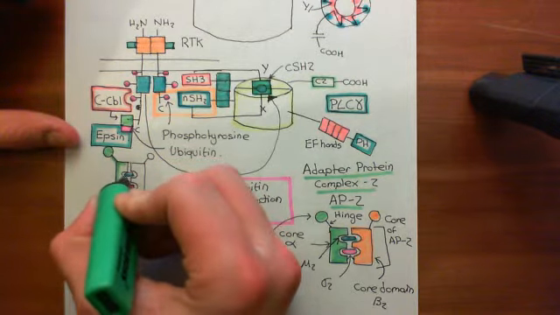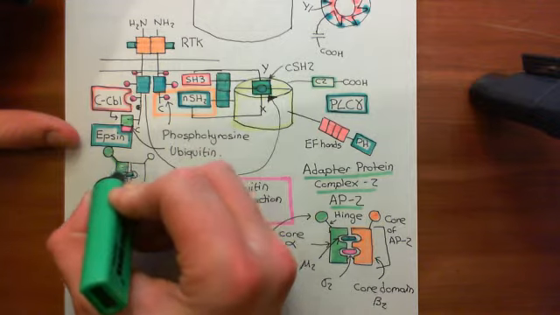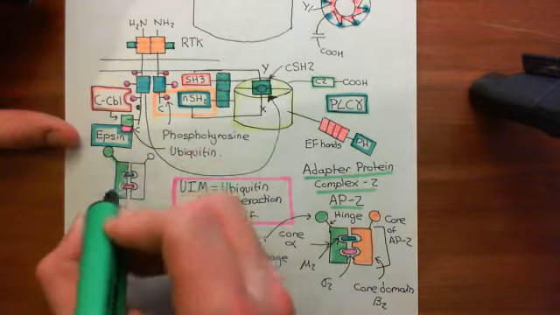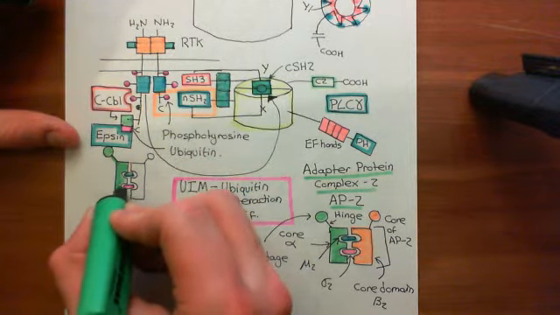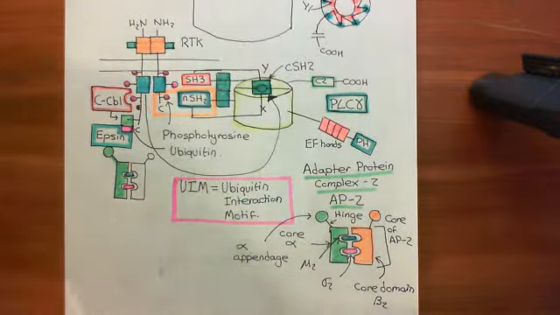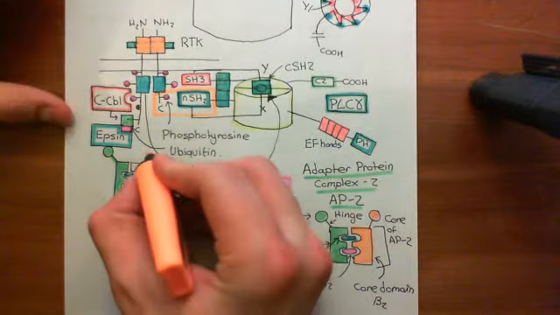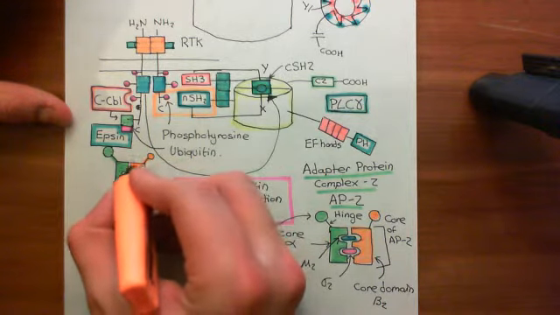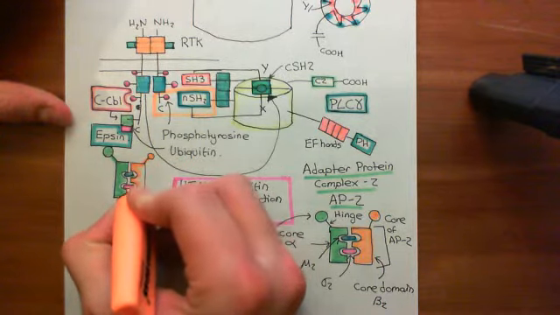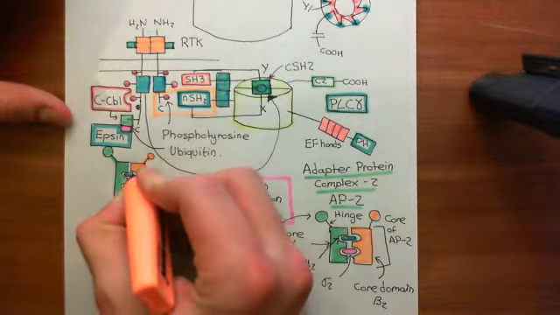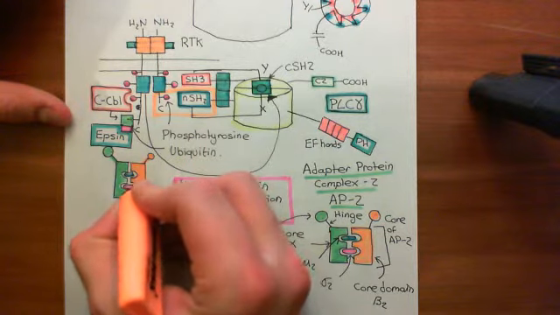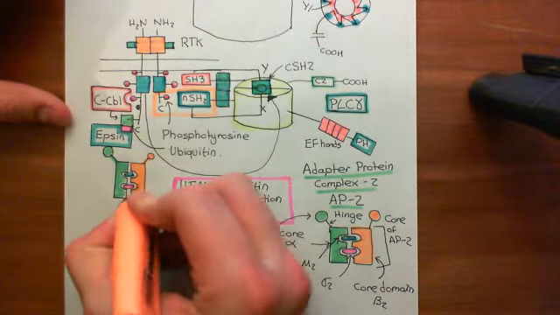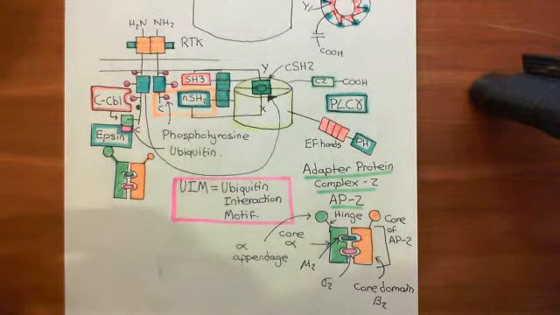Here's the core or trunk domain of the alpha protein, like so. And then we also have the beta 2 protein, which I'll colour once again in an orange. Here's the beta 2 appendage, the beta 2 hinge, and now here's the beta 2 core or trunk domain in orange here. Okay, right, so that's the adaptor protein complex 2 here.